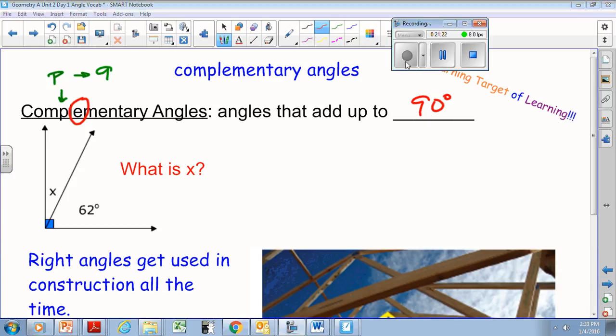I heard a 38. Ooh. 28? Yeah, 28. When they put this on your test, it's going to be so easy. That's so cool that it's easy. Your math sometimes is hard, but isn't it cool that X plus the 62, they have to equal 90 because they're complementary. They have to add up to a right angle.